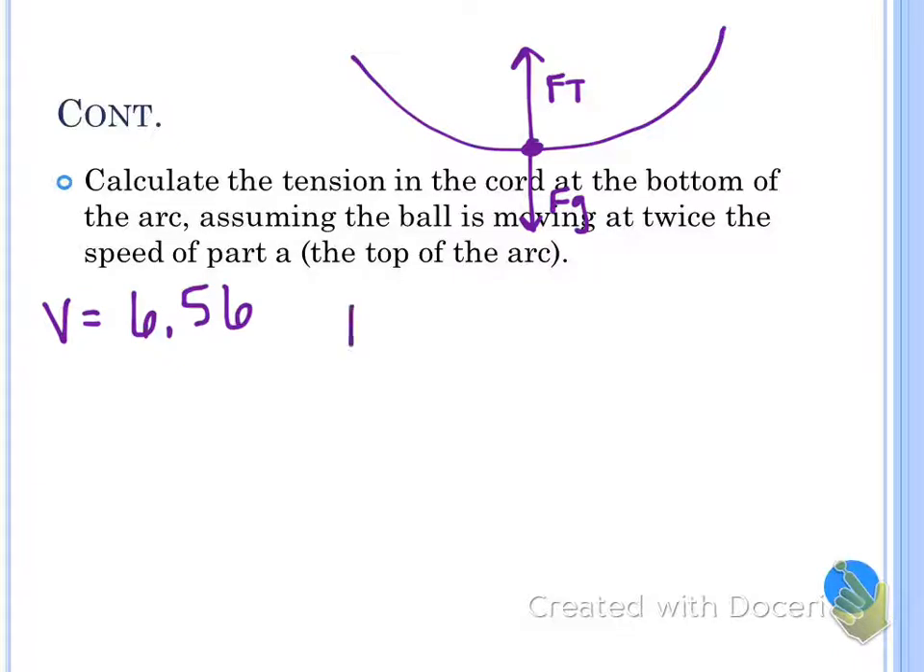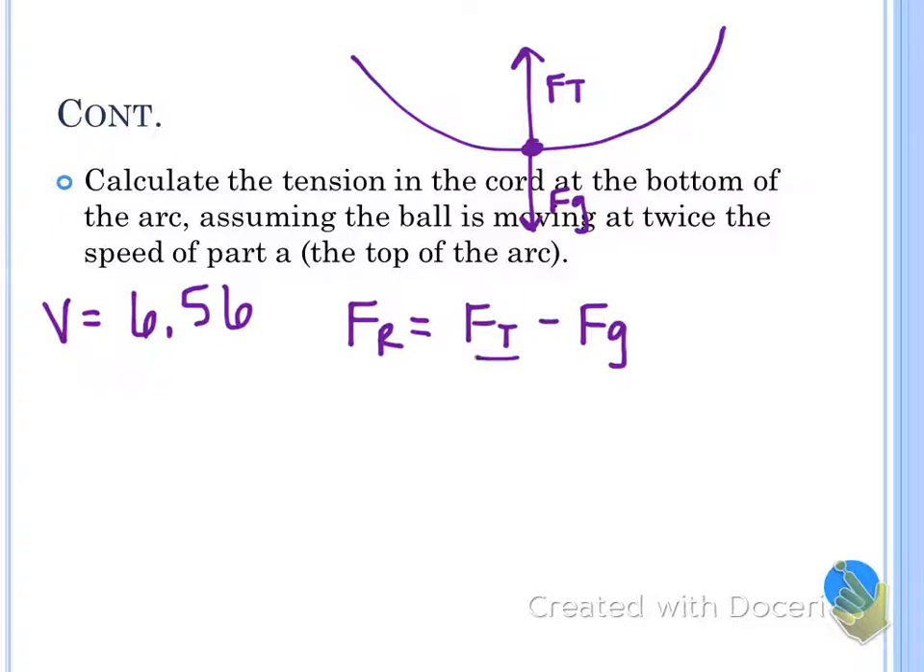So when we set up our net force or our centripetal force equation, we take positives minus negatives, right? Why are these a positive and a negative this time? Why are we not adding them together? Yeah, they're going opposite, right? Gravity's working with it, tension's working against it.